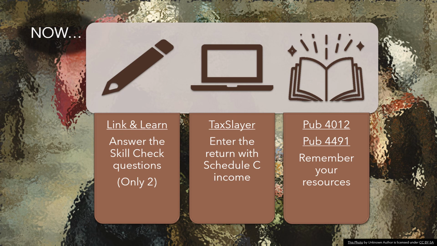And as I mentioned before, we have our resources, so Publication 4012 and 4491. Any of the IRS publications you can use. You don't have to just use Publication 4012, even though that one's specifically for the VITA program, and it's very, very helpful. Sometimes you might want to use some of those other publications for more specific and detailed guidance.